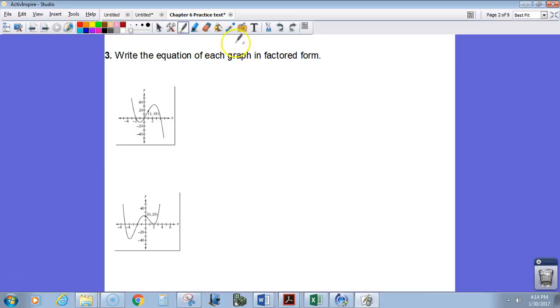What's next? Oh, we did this in class. So I won't do this one because we did it in class. So if you need more help with that, come see me. But I will do this one down here. I'm going to create an equation for it, and I'm going to do it in factored form since I know my zeros. This is a quartic. There could be 4 zeros.